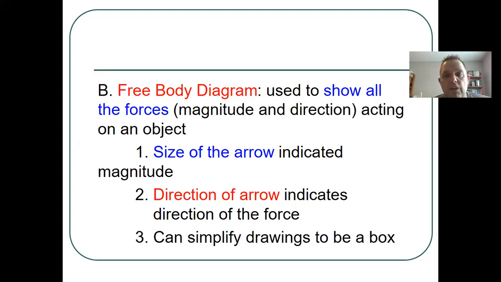So these are used again to show the forces, and normally we don't put a number to them. Again, the size of the arrow will indicate how big the magnitude or the number is. For my example, if we're going 5 to the left and 10 to the right, the arrow to the right would be twice as big as the arrow to the left. And then we're going to simplify things as boxes. You could get crazy with it. Mr. Foss is not a good artist, so I won't.